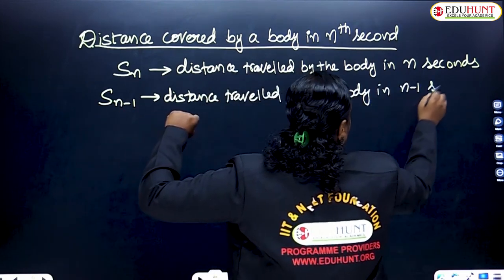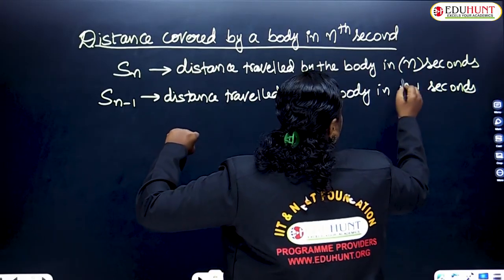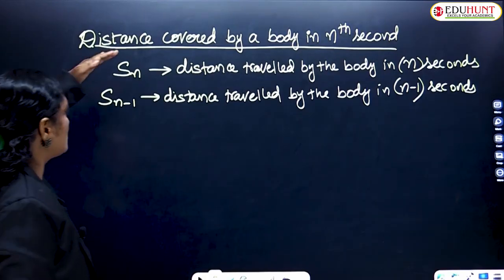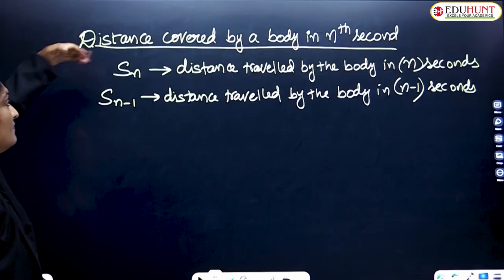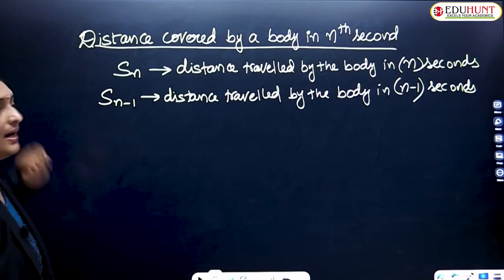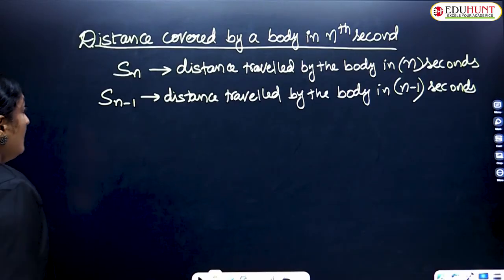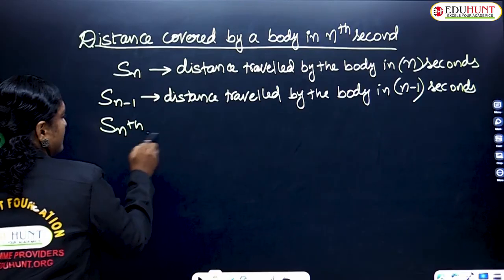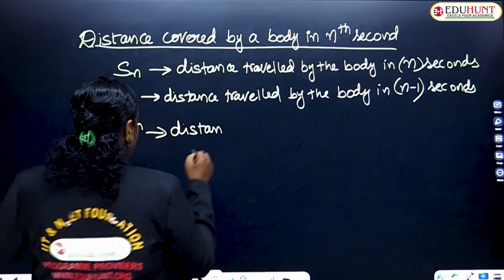N minus 1 seconds. That was in total n seconds, and here only n minus 1 seconds. Suppose it happens to be the distance traveled in 5 seconds, this will be 4 seconds. If this is 10 seconds, this will be 9 seconds. The total time that is given. Okay. Then Sn, the nth second, we need to find out. Snth means distance traveled by the body in between.